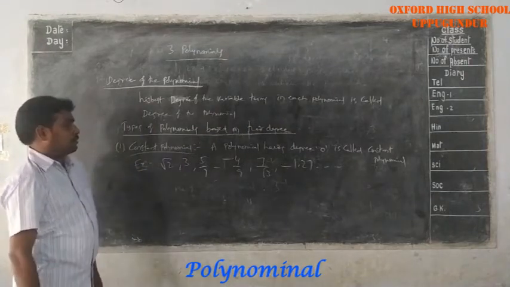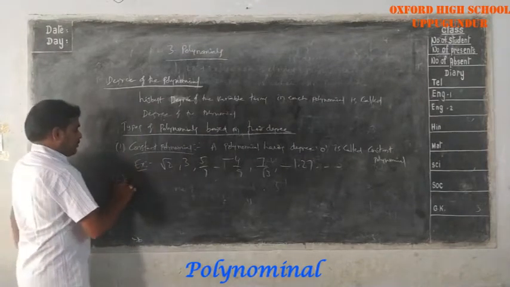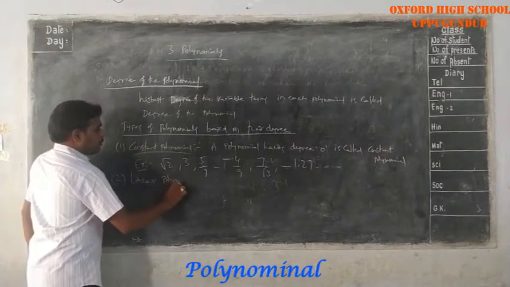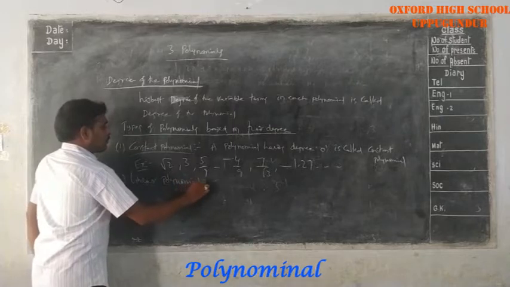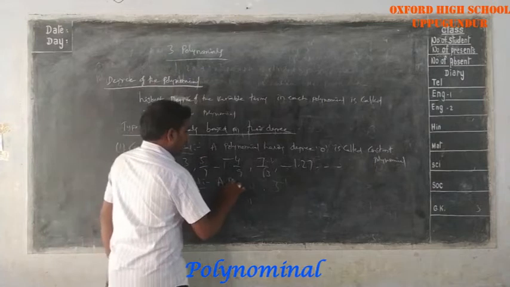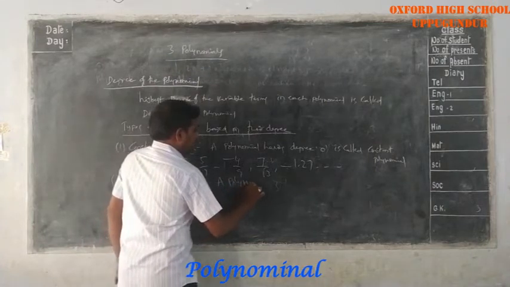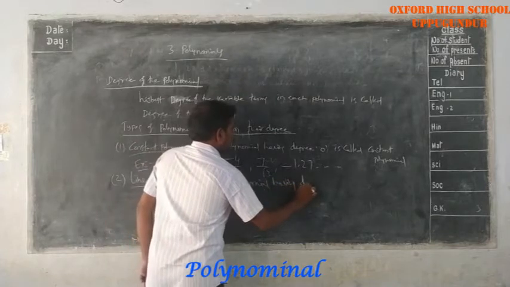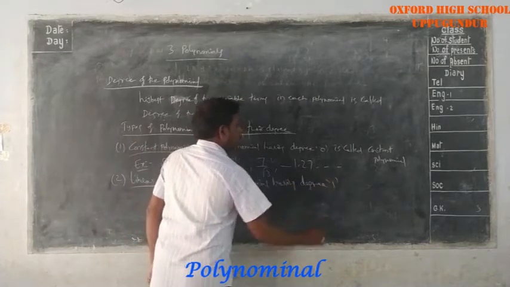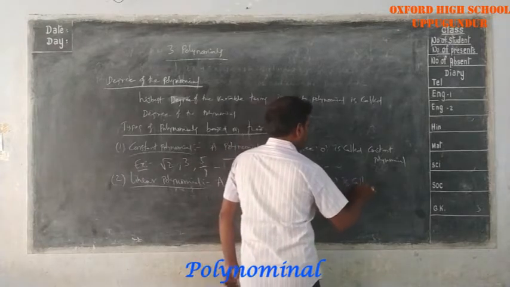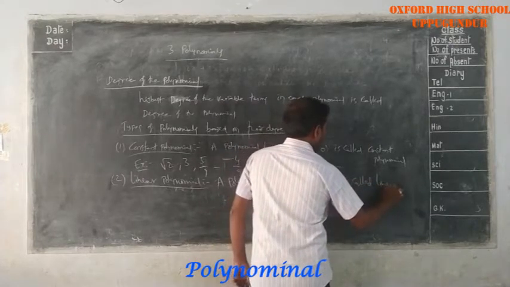Next, the second one is the linear polynomial. Linear polynomial means a polynomial having degree 1. A polynomial having degree 1 is called a linear polynomial.